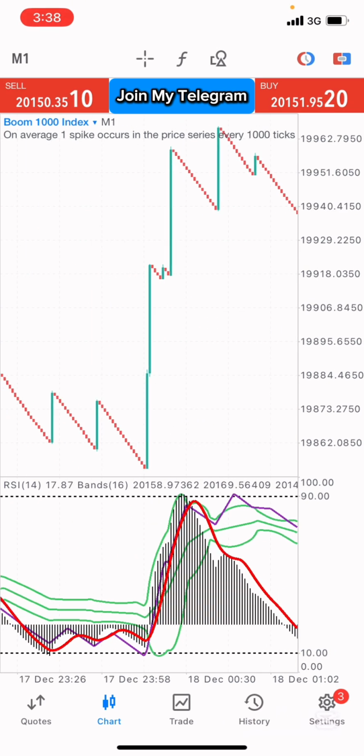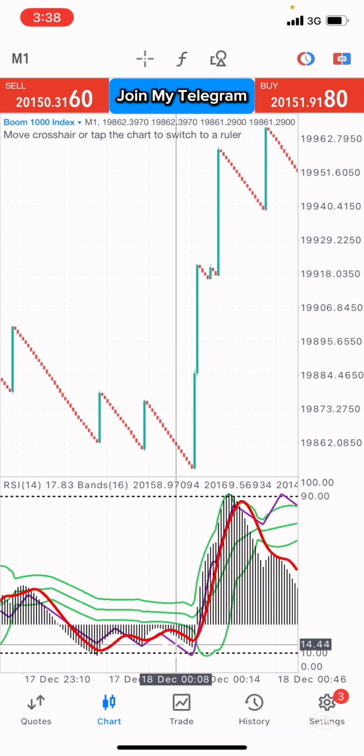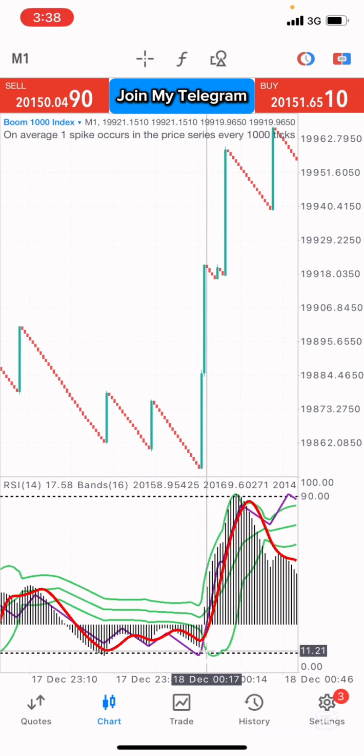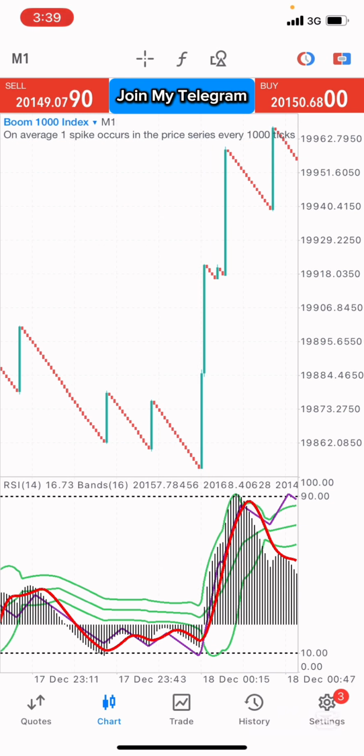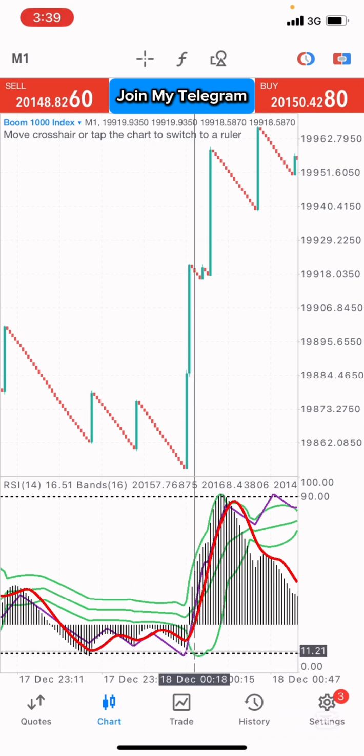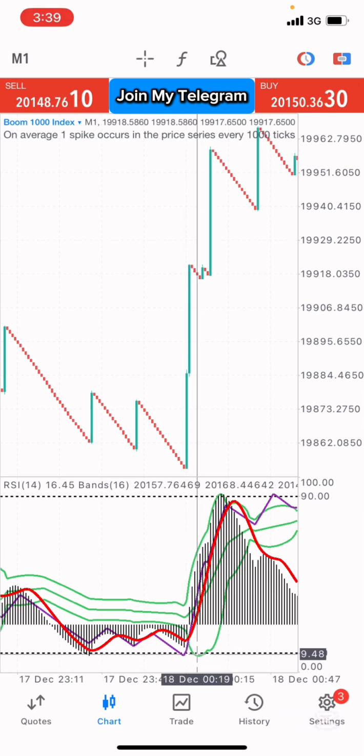So you can see that if you check here right now at this point, the MACD did not touch the level of 10, so it won't work. You want to make sure that the MACD, the moving average, and the Bollinger Bands cross below the level of 10. The Bollinger Bands need to cross the level of 10 alone.